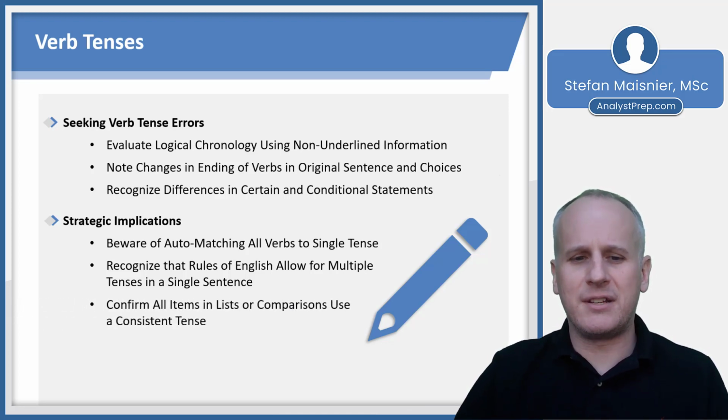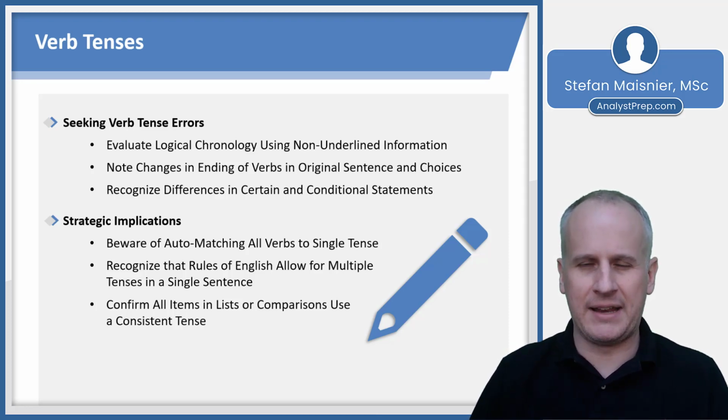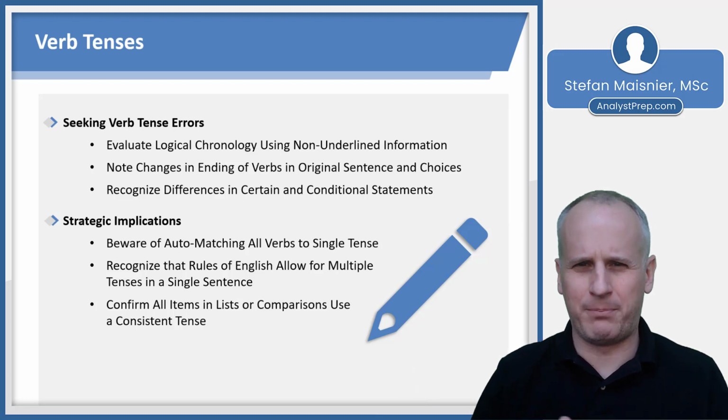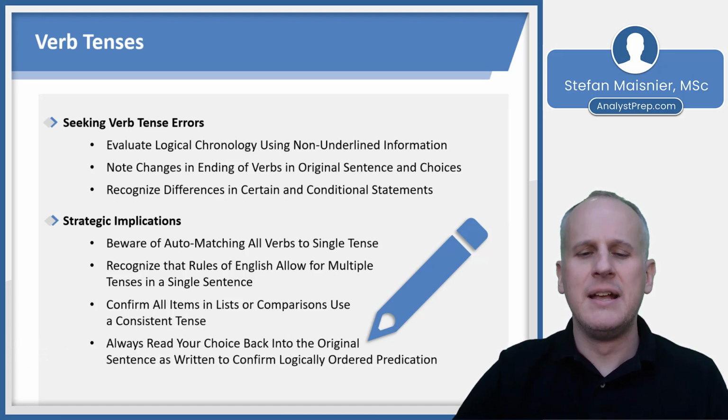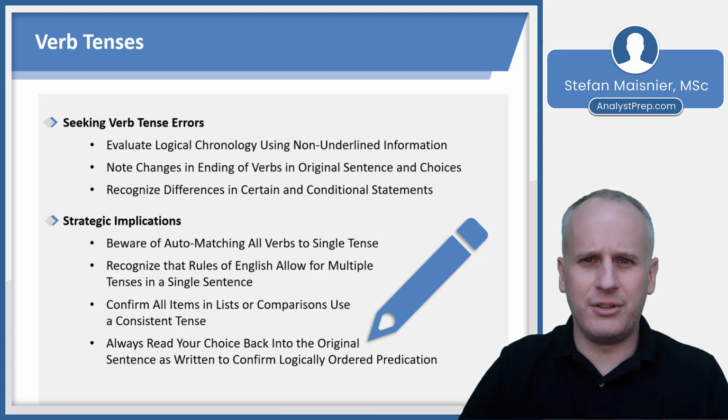You do, however, have to confirm that all items in lists or comparisons use a consistent tense. So I can't say I went for a run, I ate my breakfast, and later that day decided to go to the dry cleaner. Like that's not necessarily all parallel. I need to make sure that everything is parallel in terms of tenses if I'm dealing with a specific list or a direct comparison. You do, of course, want to read your choice back into the original sentences written to confirm a logically ordered predication, just that everything logically is ordered in terms of the events as presented.